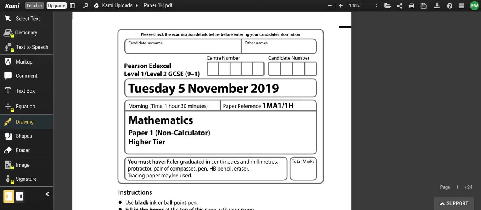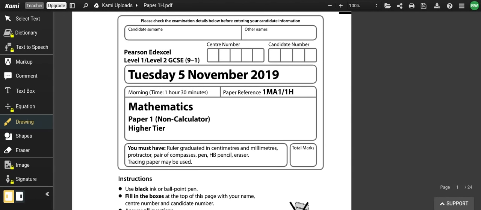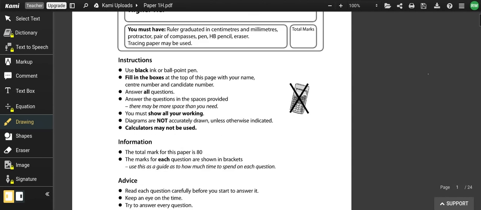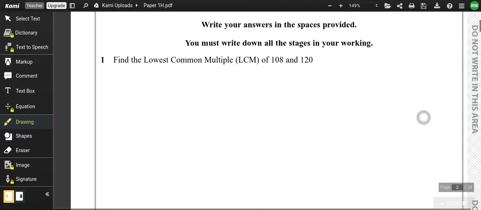Hi everybody. I'm just going to take you through this GCSE paper from November. So this is some last minute practice for you for your mock. And it's a non-calculator paper, but obviously for you guys, you can use your calculator if you want to practice with this. So let's go through some of these questions then.